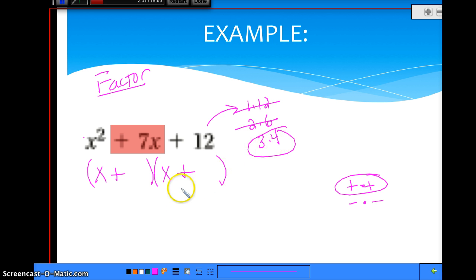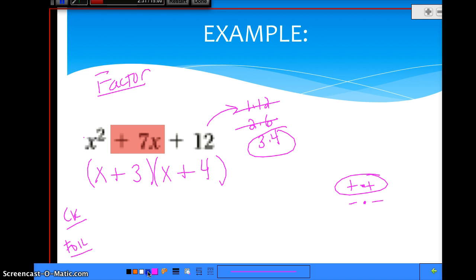So does it matter where I put the 3 and the 4? It doesn't in this case because this is the same as this. So I can put the 3 here or the 4 here, and it should check. How am I going to check this? I'm going to check it using FOIL. Before I circle my answer, let's check it.